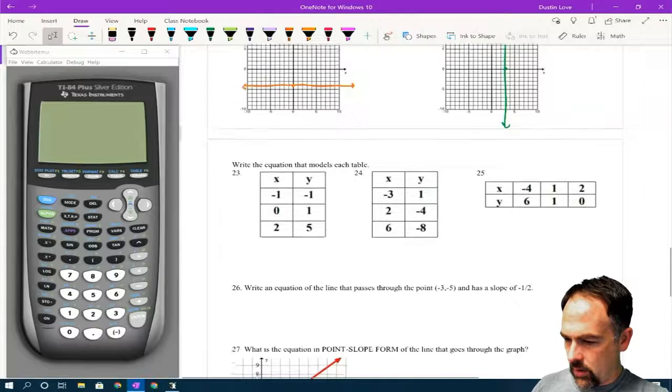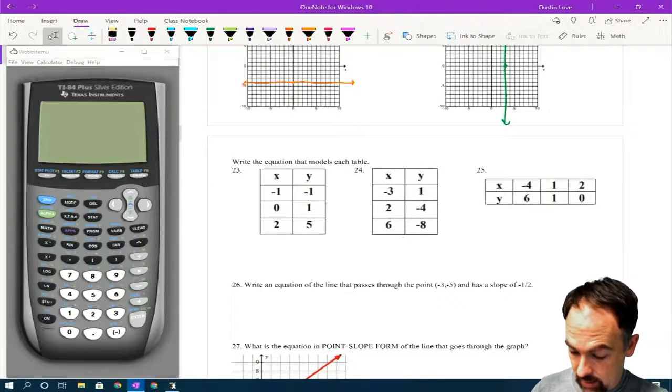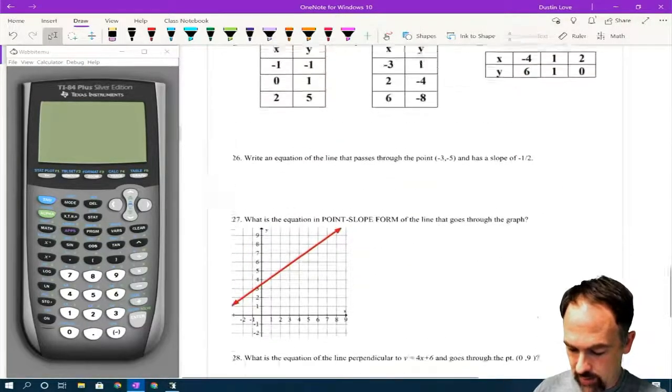All right, we are only 21 minutes in, and we are on the last page, making progress.